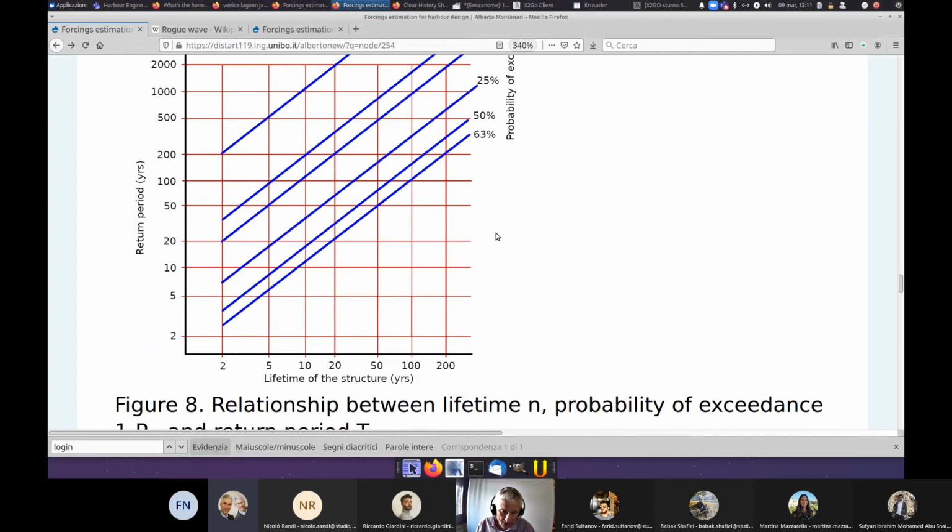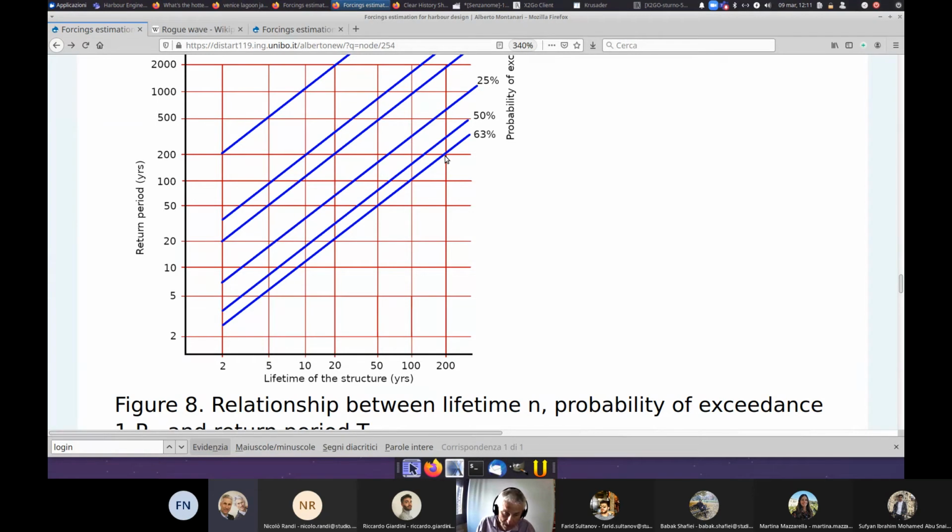What does it tell you? It tells you that for a lifetime of 200 years, follow my mouse, you have a 63% probability that an event with a return period of 200 years may occur.